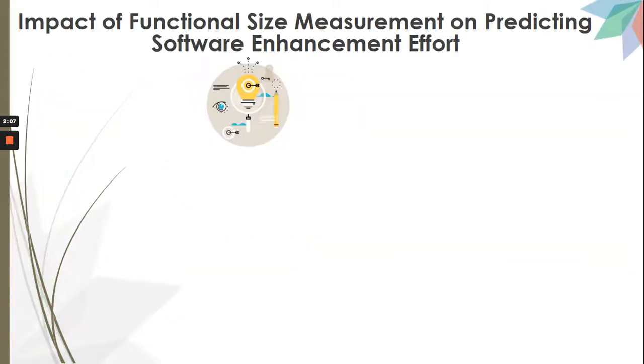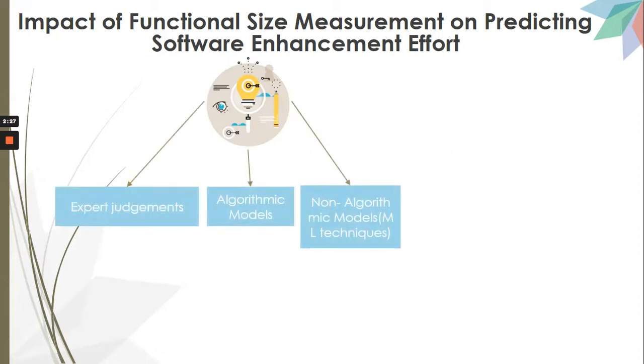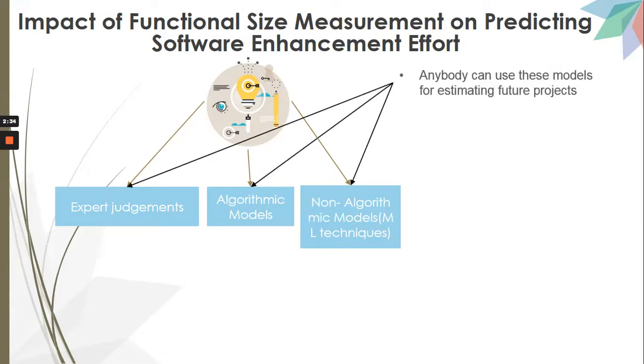So let's start with the problematic. Software effort estimation can be considered as a subdomain of many software activities, including the prediction of software development effort, testing effort, maintenance effort, etc. Generally, there are many methods used for estimating effort, divided into 3 categories: expert judgment, algorithmic models, and non-algorithmic models. Anybody can use these models for estimating future projects.